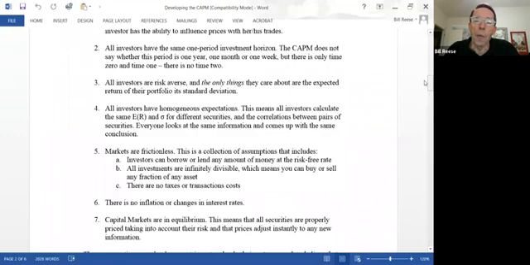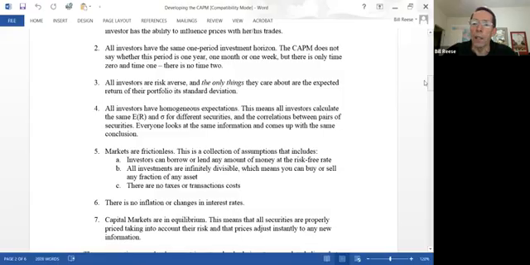So that is the assumptions of the capital asset pricing model. I want to emphasize that they're all false, okay? Otherwise, they wouldn't need to be assumptions, but they're going to make life a little bit easier for us in terms of being able to develop the capital asset pricing model.